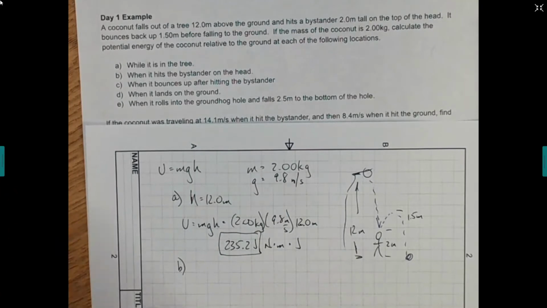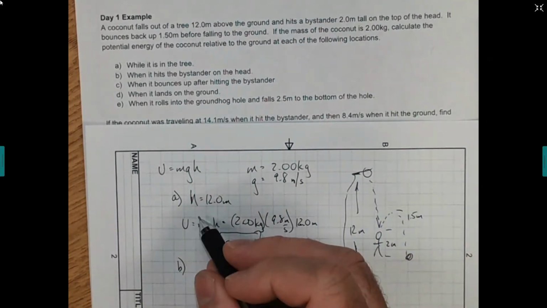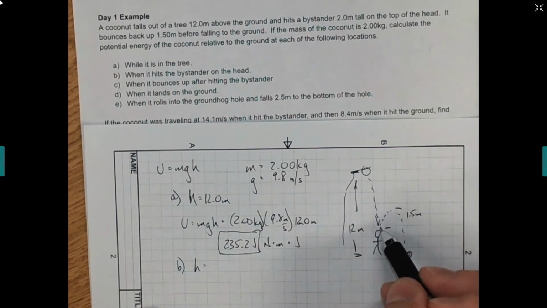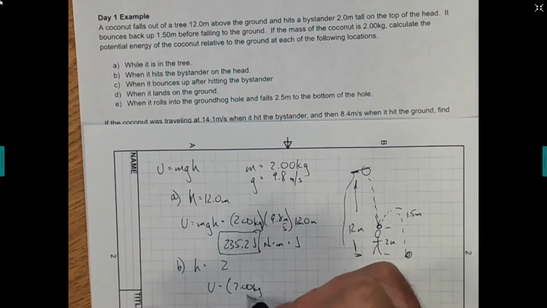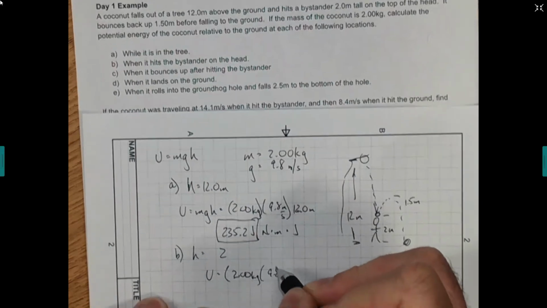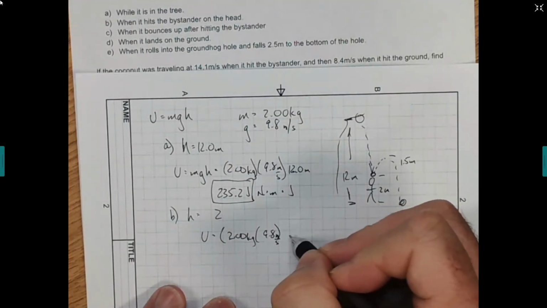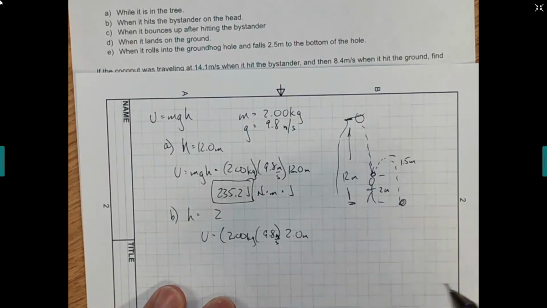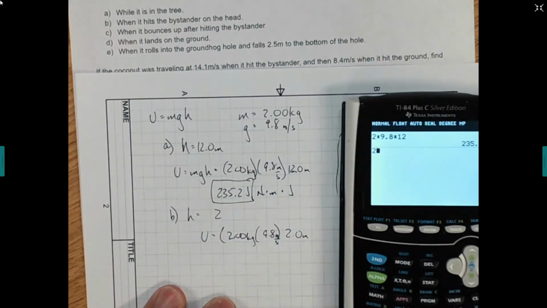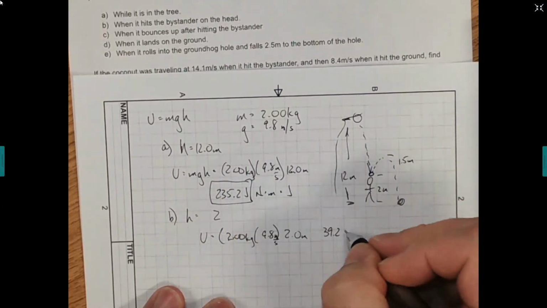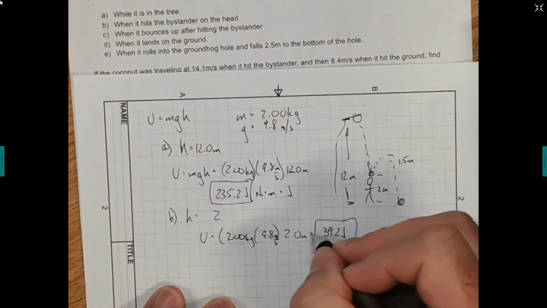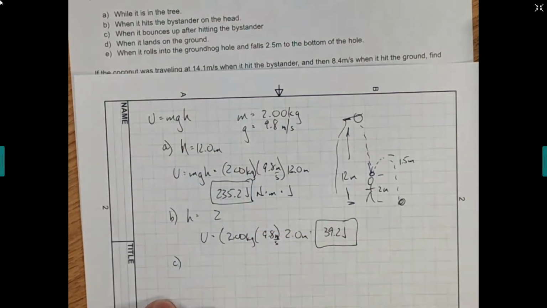Okay, so B, when it hits the bystander on the head. We're going to look at our coconut here. Same equation, but now what's my h at this point? Well, the coconut's right here on top of the guy's head, and he's 2 meters tall. So U equals 2.00 kilograms times 9.8 meters per second squared, and now it's 2 meters. So it's 2 times 9.8 times 2, and we get 39.2. Again, we'll end up with joules because the units work out the same. So it's pretty simple as we go through here.